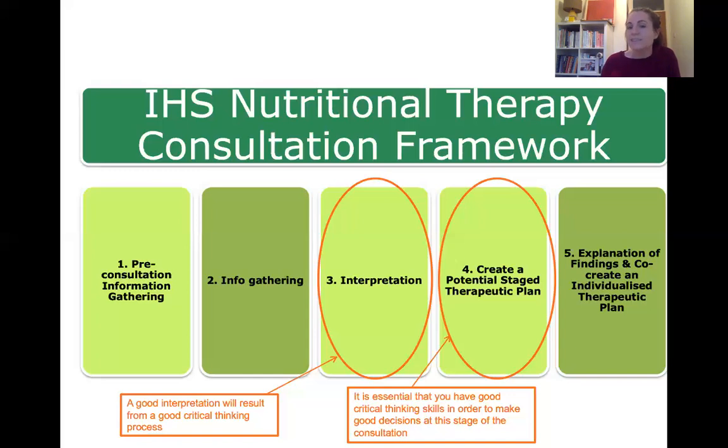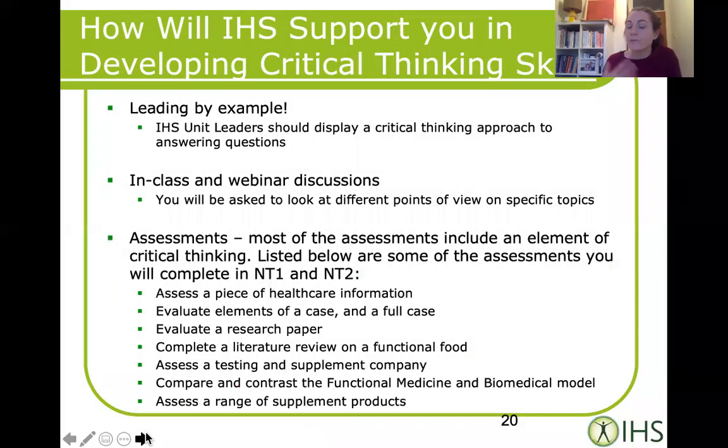So as I said, as an NT, it's really important that you develop this ability over the course. Now, that being said, you don't have to worry about how you're going to develop them, because through moving through the program itself, you'll be developing these skills by completing the assessments. We're going to support you in developing these skills in a number of different ways. Hopefully we're going to lead by example. All IHS unit leaders should display critical thinking skills through engaging in class and webinar discussions, and by looking at different points of view on specific topics, you're going to develop critical thinking skills.